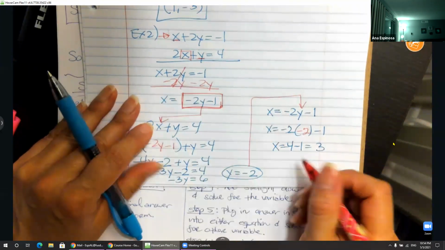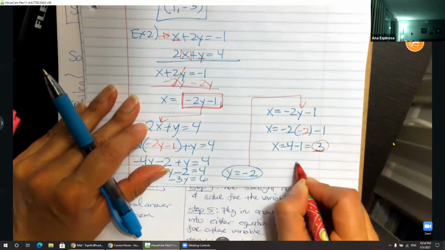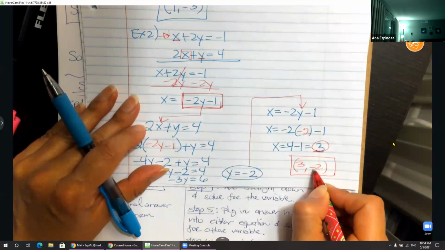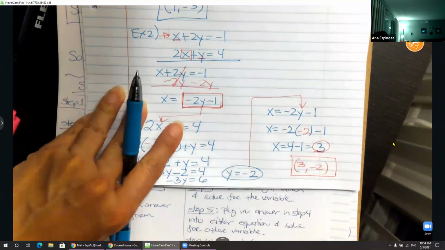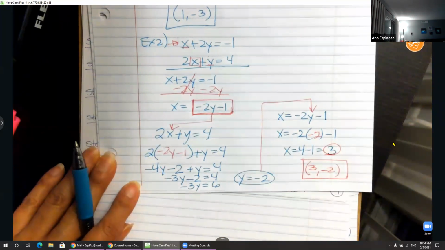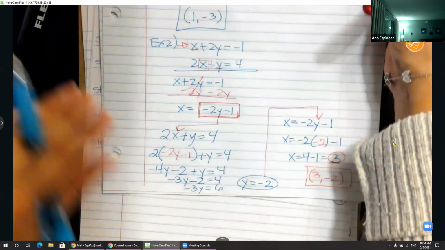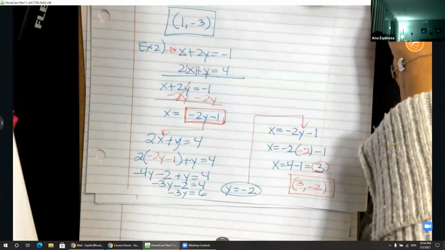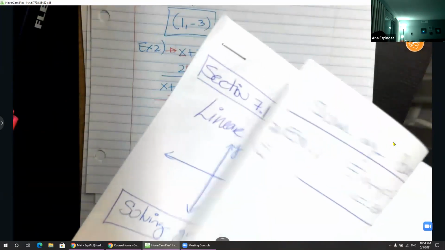So my final answer is going to be written as the x, comma, my y. Doesn't matter which one I found first. It's the fact that I have to have it as x, comma, y. My answer should have been 3, comma, negative 2. And that should be on the side. Yes, that's correct.